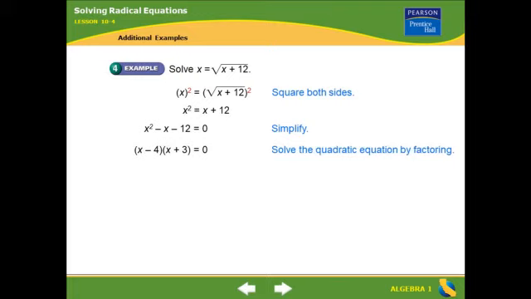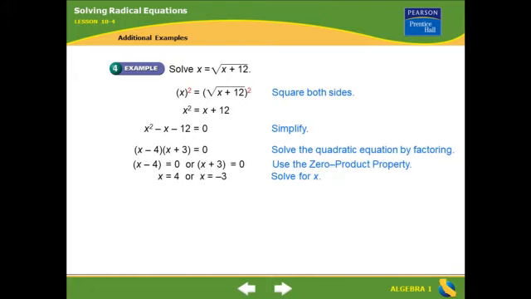So we will have negative 4 and positive 3 are the factors of negative 12 that would give us a sum of negative 1. So factoring the left side, we will have x minus 4 times x plus 3 equals 0. So use the zero product property. So x minus 4 equals 0, or x plus 3 equals 0. Then solve for your x. Transpose 4 to the other side, that is x equals 4. The other one, x equals negative 3.